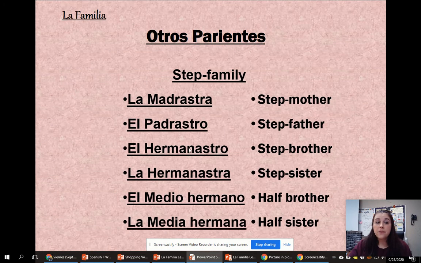Other family members, if you have step family or half brothers and sisters, we have stepmother is la madrastra. Stepfather is el padrastro. Stepbrother is el hermanastro. And stepsister is la hermanastra. Notice we just took the word for mom, dad, brother, and sister, dropped the ending off, and just added that astra or astro to it. And then for half brother and half sister, we're using the word medio for half, el medio hermano, la media hermana.